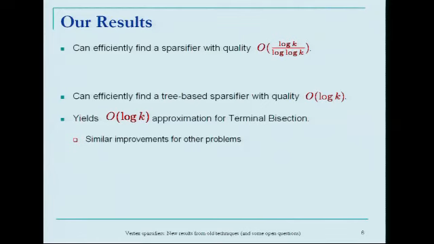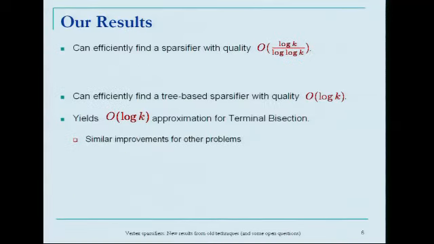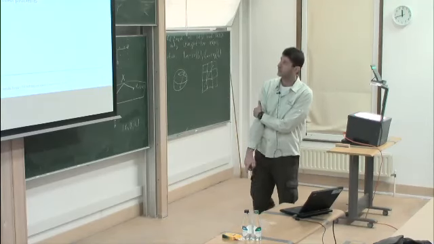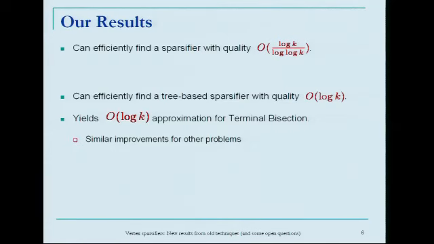So here is what we show in this paper. We can actually do the polynomial time construction and achieve the same bound as the existential bound that was known before. So before there was a gap between the first bullet and the second bullet. Now we can efficiently find the log k over log log k quality. We can also find something which I'll tell you about later: a tree-based sparsifier. It's a sparsifier that has some structure of a tree, and it's a bit worse off.